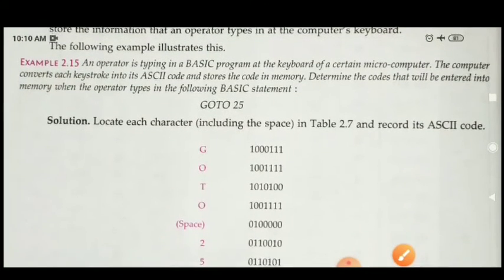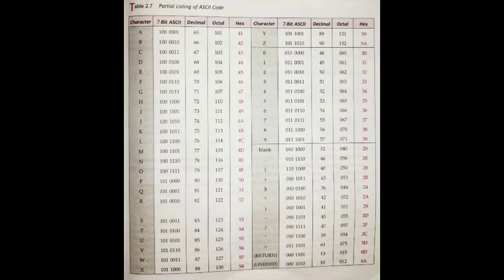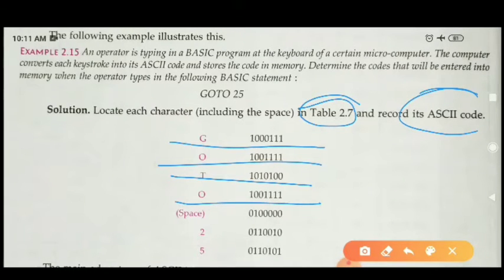Again, we can see another example, and that is for go to 25. So you just see for G, this is the code, and this code we can find from table 2.7, which is the ASCII code. And we can match each code, and we will find this message. So this is the way by which data is represented inside the computer.